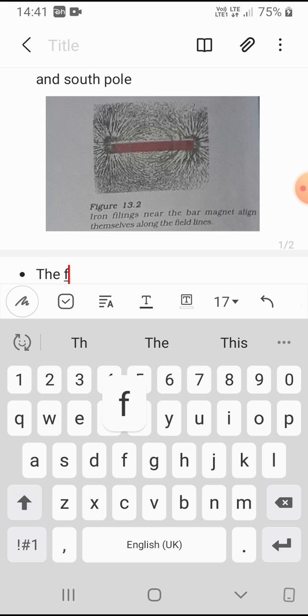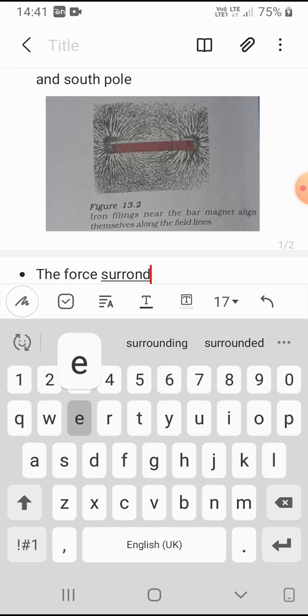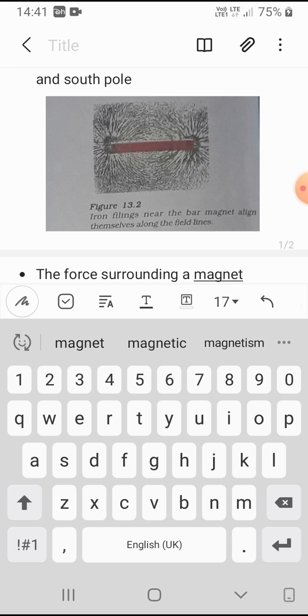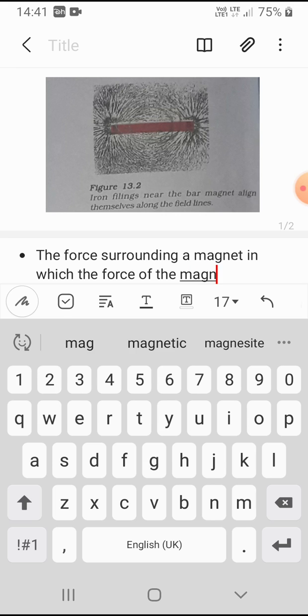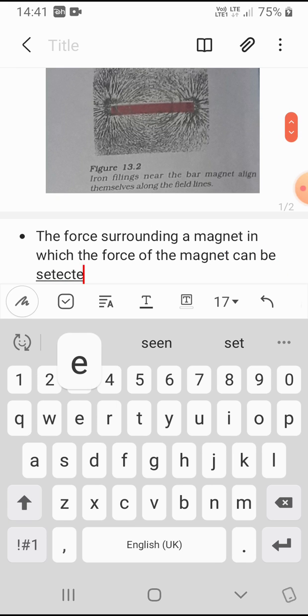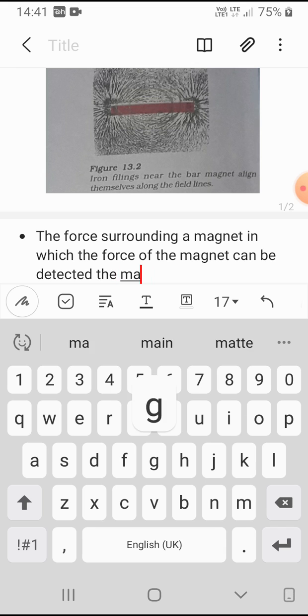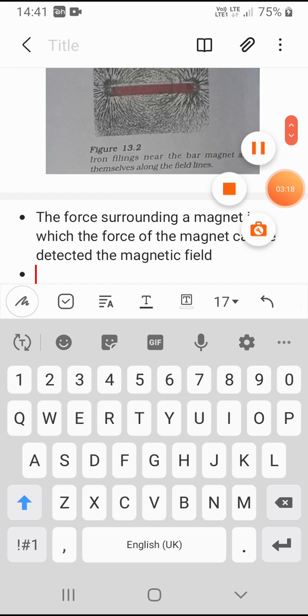So the force that is surrounding a magnet, in which the force of the magnet can be detected, we can say that this magnet has this much force and it will attract this much. That is called the magnetic field. This is the definition of magnetic field. They may ask the definition of magnetic field for 1 mark.